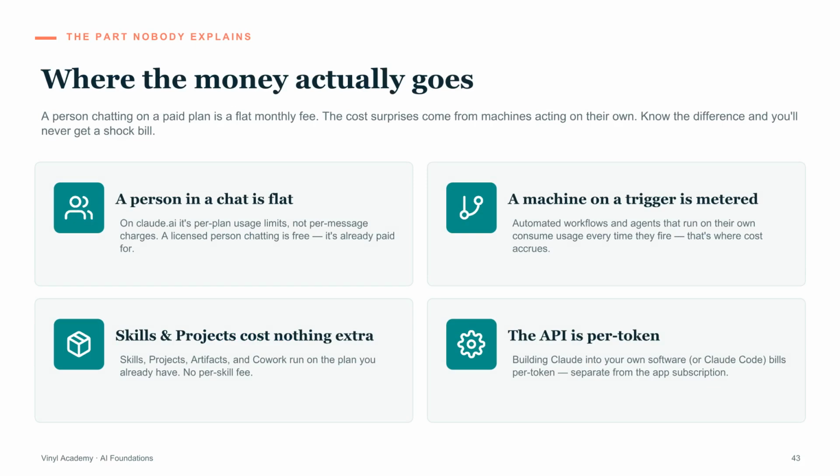Here's the part nobody explains, and the one your team will thank you for. On Claude AI, a person chatting on a paid plan is a flat monthly fee, per plan usage limits, not per message charges. A licensed person in a chat is effectively free. It's already paid for. The cost surprises come from machines acting on their own. An automated workflow or agent on a trigger is metered every time it fires. Skills, projects, artifacts, and Cowork cost nothing extra. And the API or Claude Code is per token, separate from the subscription. Know that difference and you'll never get a shock bill.